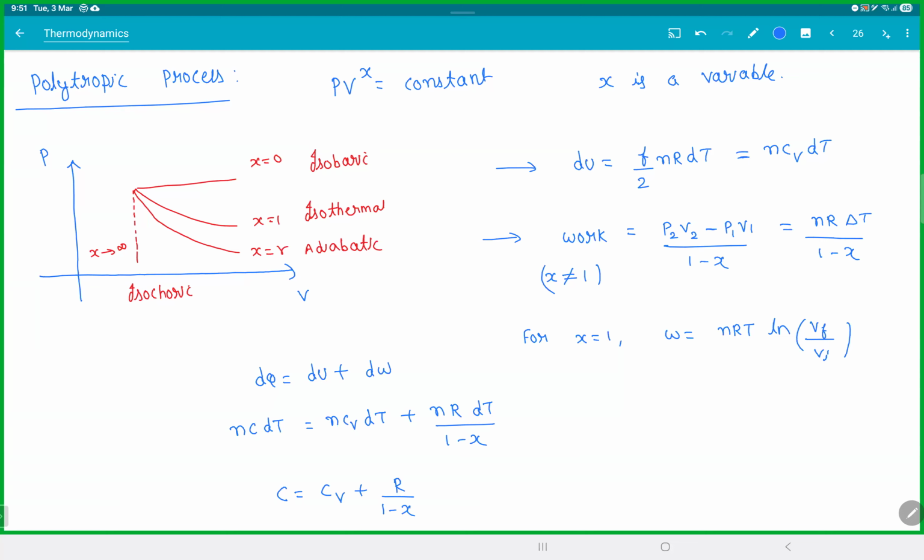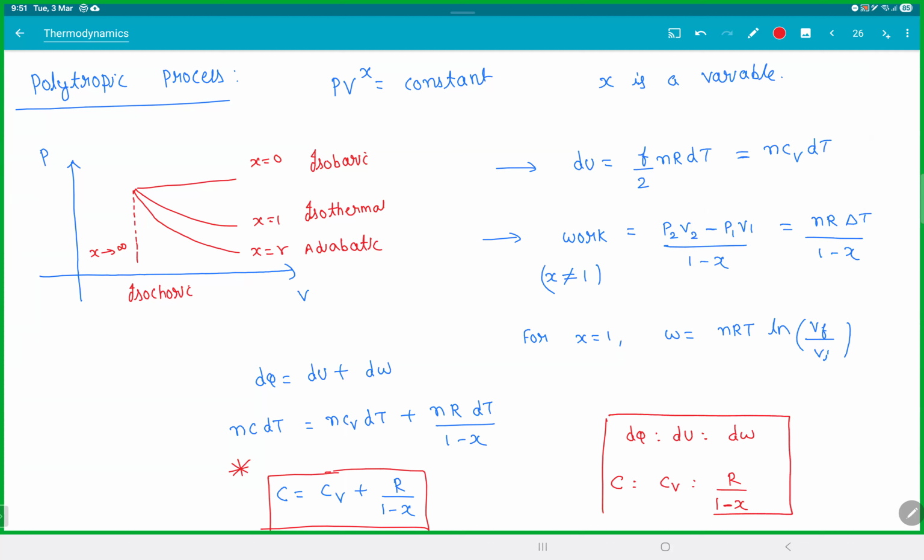This is the molar heat capacity for a polytropic process. For different x's, you get different heat capacities. Again, this is a very special case where the process is PV power x is equal to constant. And if you look at the ratio here, dq is to du is to dw, this will be the ratio C is to Cv is to R by 1 minus x. So this is actually more powerful than the adiabatic thing. You can note down those formulas, you need them. Let me give you a question.